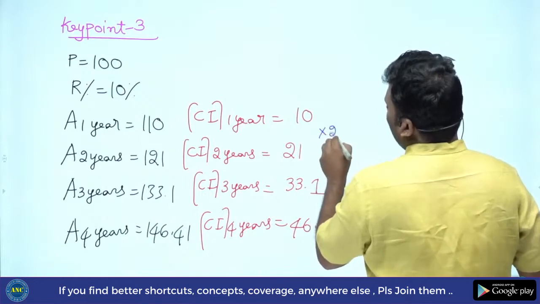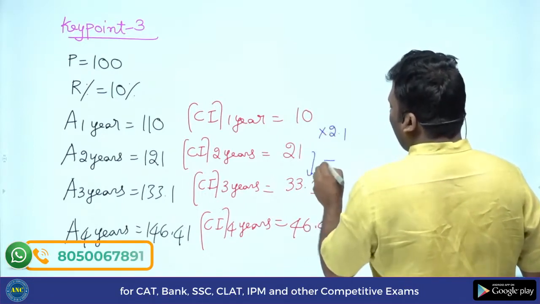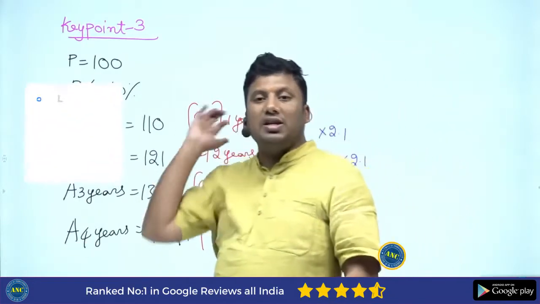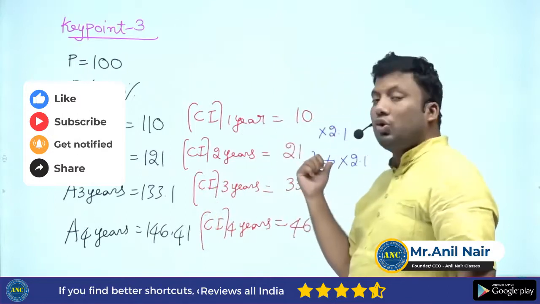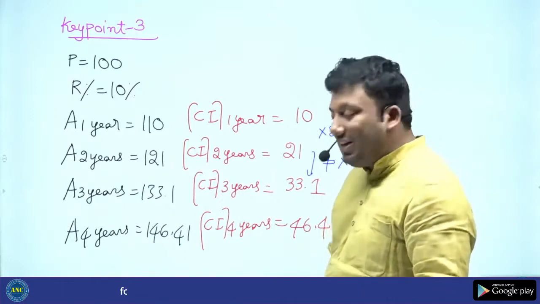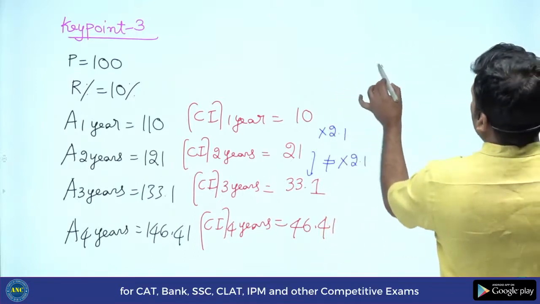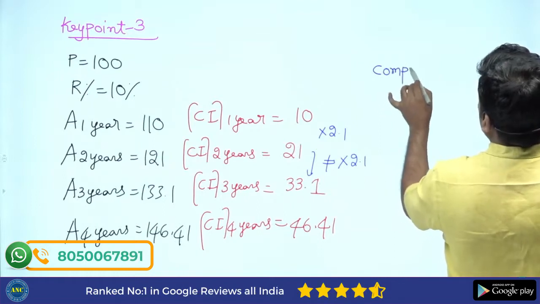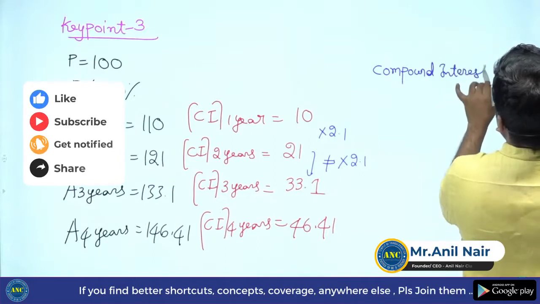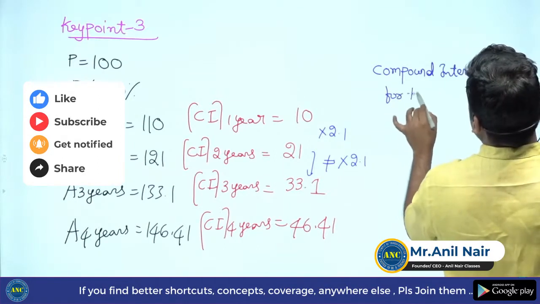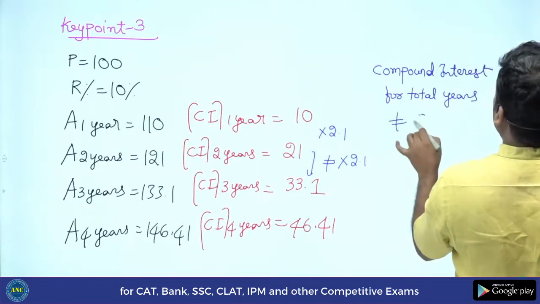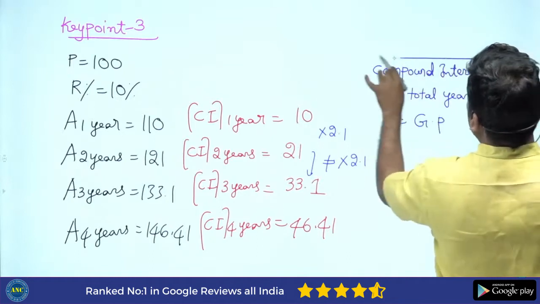It is into 2.1. But is it into 2.1? It is not equivalent to into 2.1. 21 whole square is 441. So 21 into 2.1 is 44.1. But what is the value which I got? 33.1 I got. That means compound interest for total years is not in geometric progression. Compound interest for a particular year, they are in geometric progression.